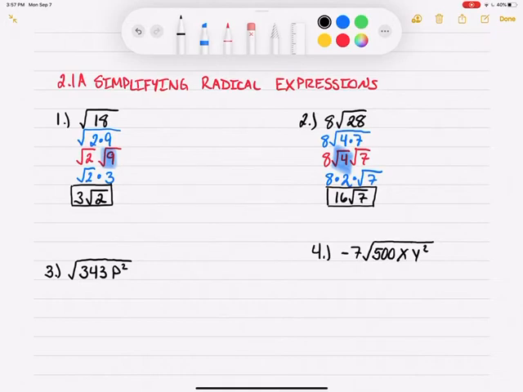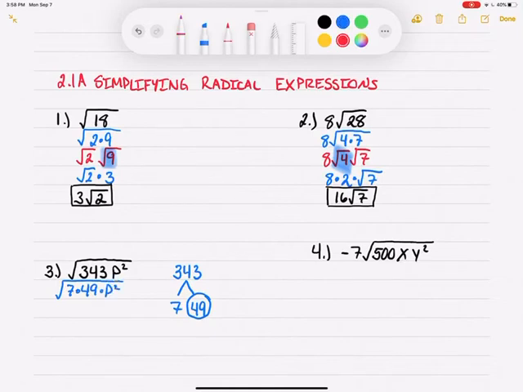Okay, so first off, 343. If you're not sure what to divide it by or what multiplies to be 343, it might not come to you right off the top of your head. But 343 can be divided by 7. If I divide 343 by 7, I get 49, and I can take the square root of 49. So I'm going to go ahead and break that down. Right now I have the square root of 7 times 49 times p squared.